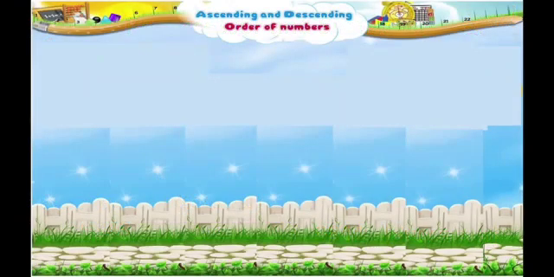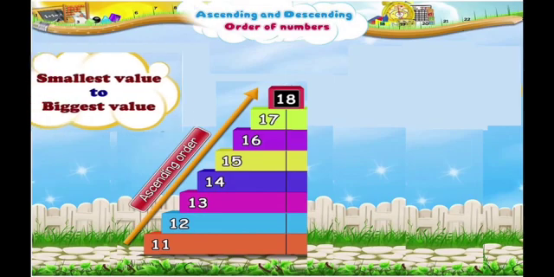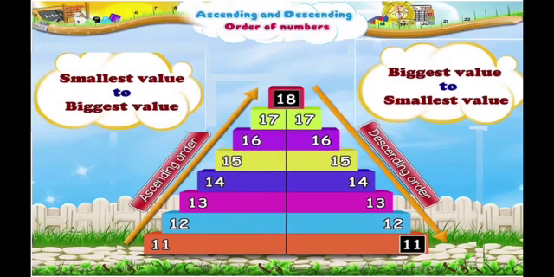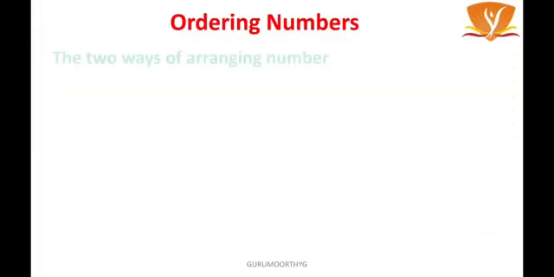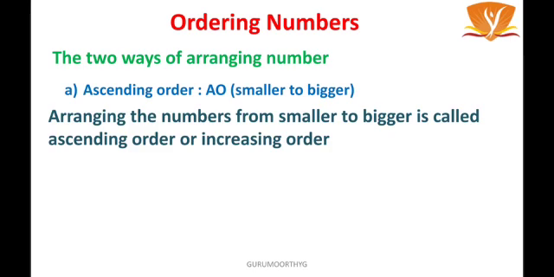Next topic is ascending and descending order. Ascending means smallest value to biggest value. Descending means biggest value to smallest value. We will see one by one. What do we mean by ascending order? When we order or arrange the numbers from the smallest to the largest number, then we say the numbers are arranged in ascending order.